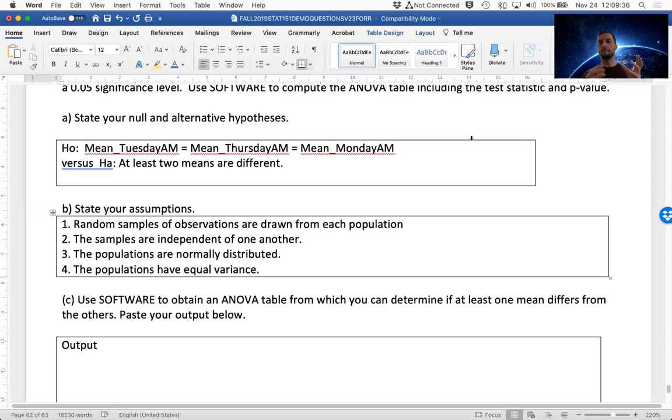Okay, so our 4 assumptions are very similar to the independent 2-sample t-test. The big difference here though is that we assume equal variance. So we assume that all 3 populations have the same variance.